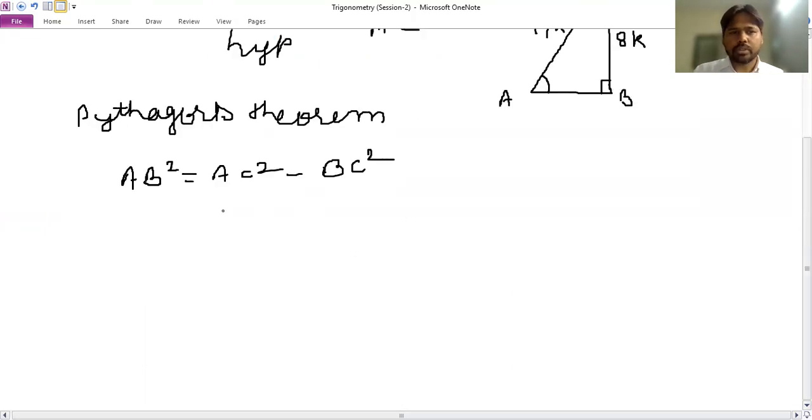Now putting in the values, we know that AC square from the equation is (17K) square. I am using K so that finally it will get cancelled out and we will be left with the actual value in numerical form. That is why (8K) square.